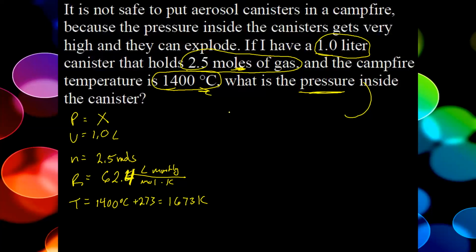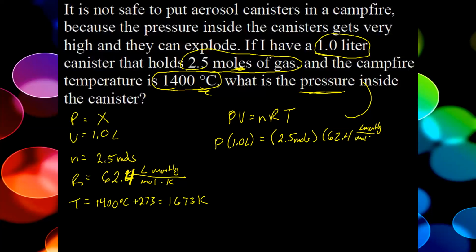Okay, let's do this. PV equals nRT. P is what I'm looking for. V is 1 liter. N is 2.5 moles. R is 62.4. I'm getting it right now. Liters, millimeters of mercury, mole. It's a lot to squeeze in for the label, but I'm going to show you the importance of that in just a moment. 1,673 kelvins. And I need to solve all that. No big deal, actually.